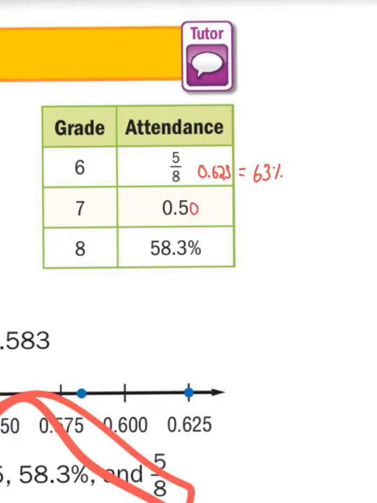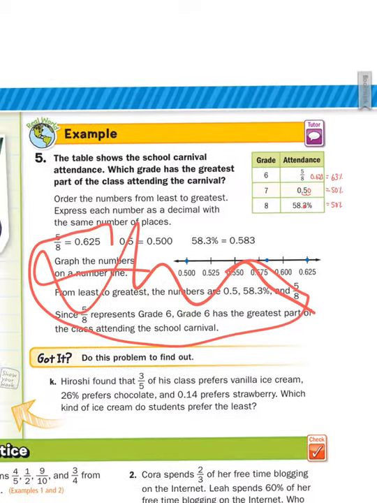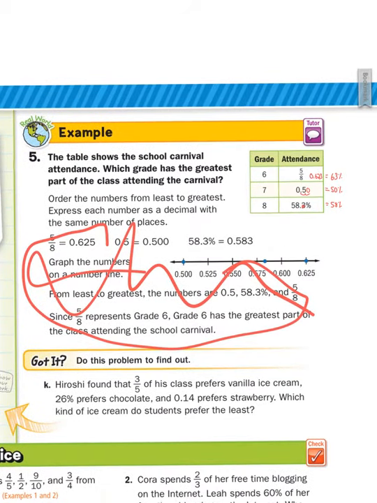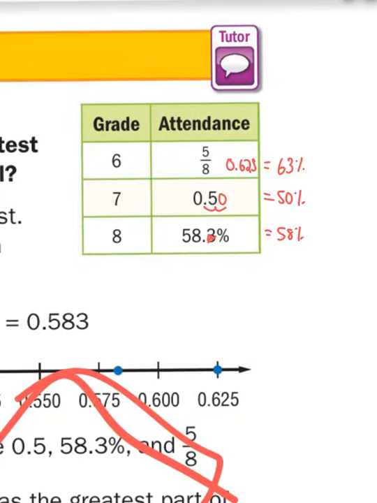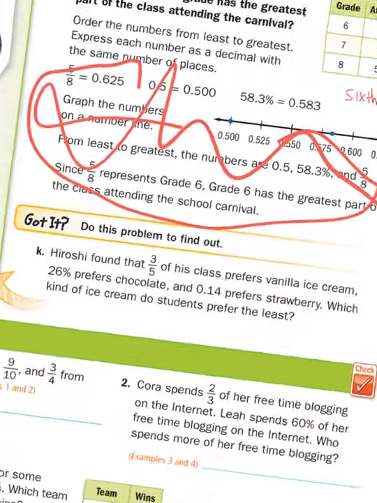0.5, add my 0, move my decimal twice, is 50%. And this one is already 58.3%, which let's just say I round it to 58%, so I don't have to deal with that 0.3. So remember the question said which grade has the greatest part of the class attending the carnival? Well, that would be 6th grade because they have 63%, which is higher. So your answer is 6th grade. All right, so change them all to percent strategy. I'm telling you, it's going to make your life easier.